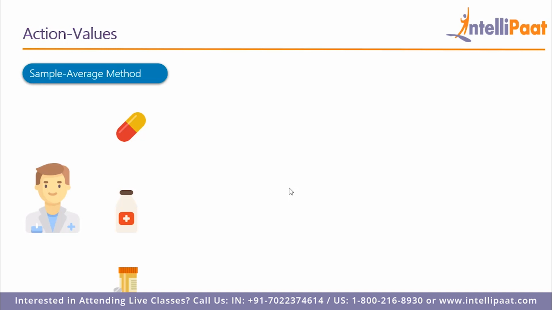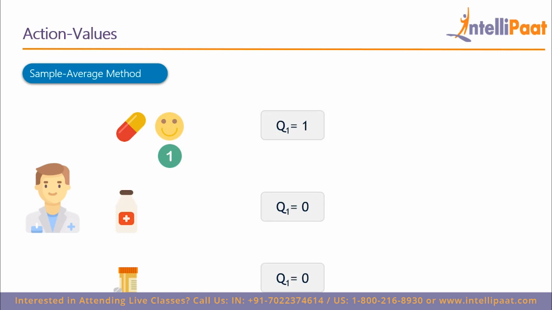So now let's see how action values are calculated using the sample average method in our clinical trials example. So the doctor prescribes the first medicine to a patient and the patient turns out to be satisfied with the medicine, and hence we'll give a reward of +1 to this action. So the action value for this action is 1 since the total reward received till now is 1 and the action has only been taken once. And similarly, the action values for the second and the third action are 0 since we have not taken these actions before.